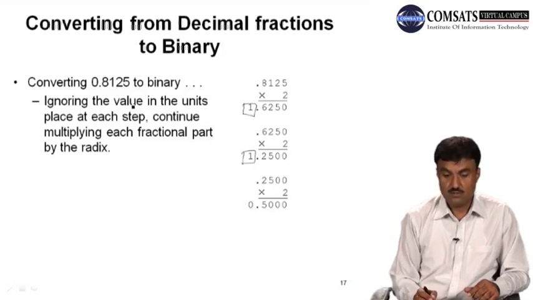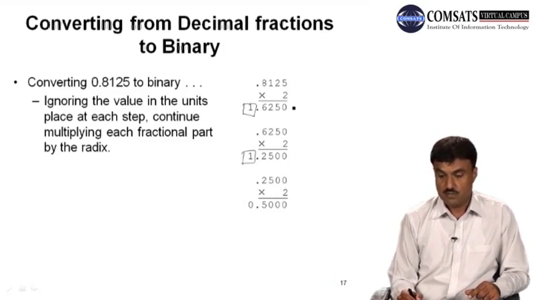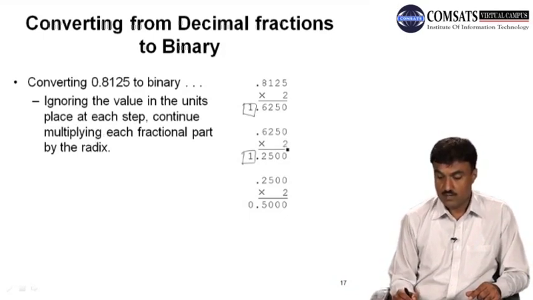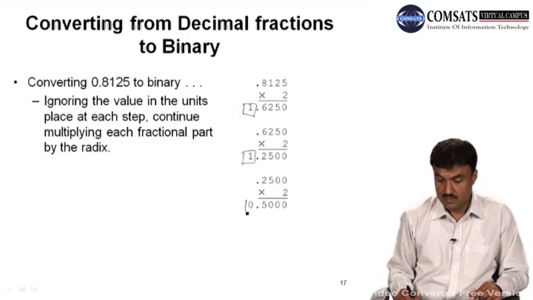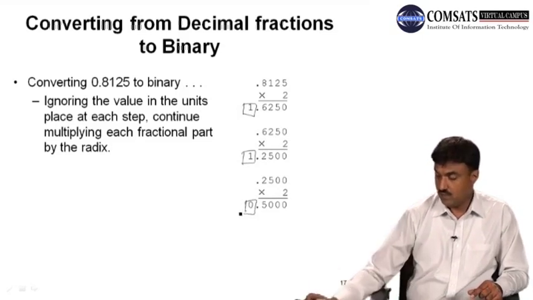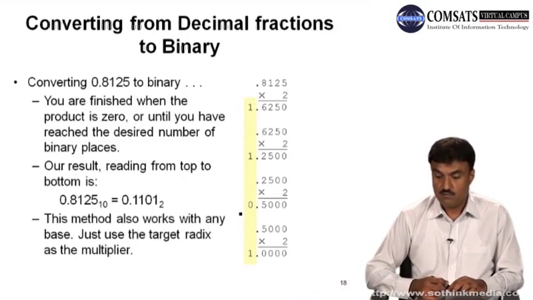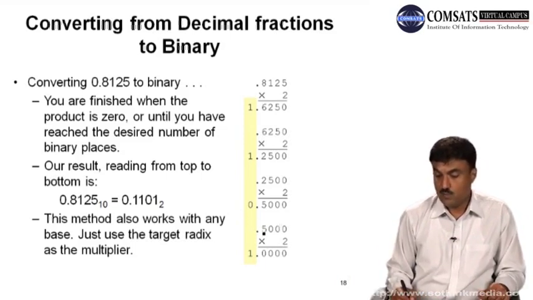So we ignore the value in the unit places; we will not multiply 2 with these unit places, we leave them as they are. At each step we ignore this and continue multiplying each fractional part by the radix, or the base. So when we multiply 2 with 0.25, we get 0.5, and we don't have any value except 0 in the unit place. In the fourth step, when we multiply 2 with 0.5, we get 1 in the unit place.